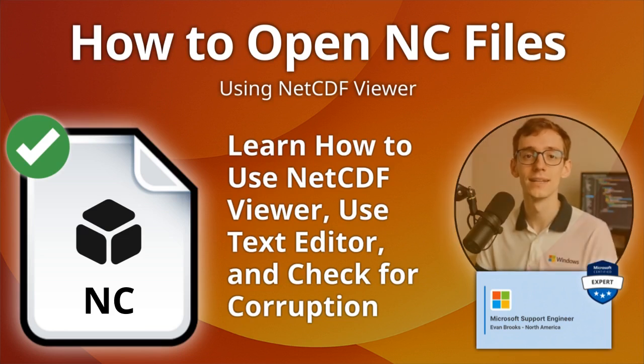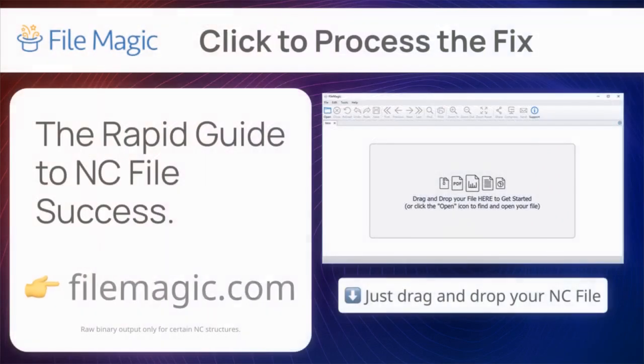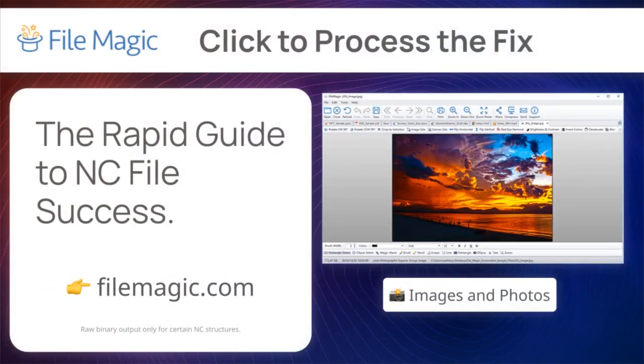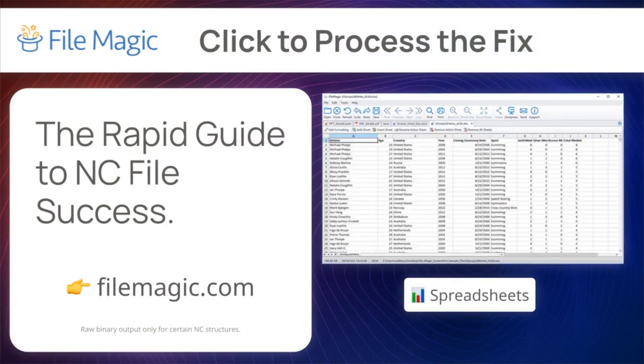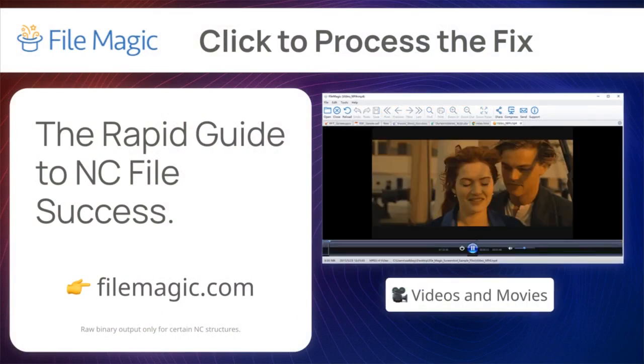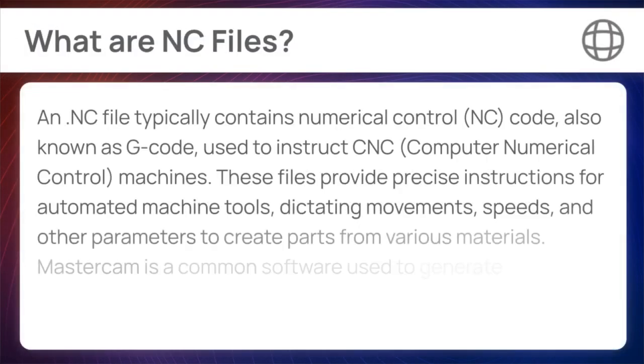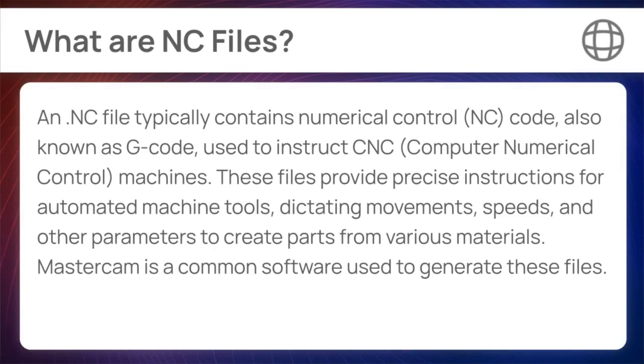Let's simulate the path. When we reach the final stage, we'll shift gears. We are going to maximize results with a single, highly effective NC file inspection program that provides coverage for a wide range of formats. An NC file typically contains numerical control, NC code, also known as G-code, used to instruct CNC, computer numerical control, machines.